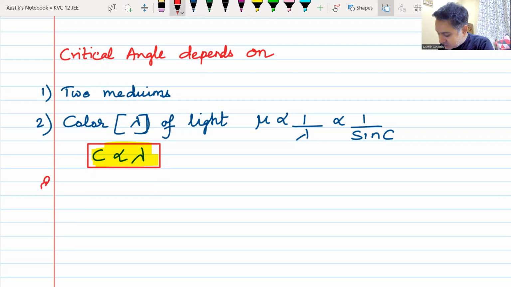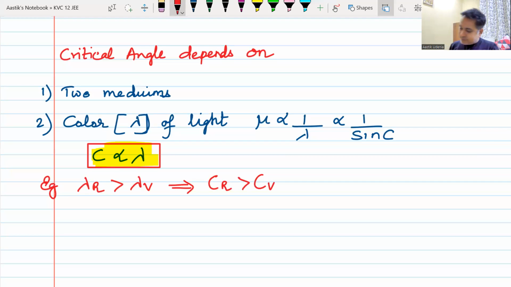Simple things make a lot of difference. The wavelength of red light is more than the wavelength of violet. Yes or no? Therefore, the critical angle for red light will be more than the critical angle for violet. Do we understand this, my dear friends? Anyone understand this?